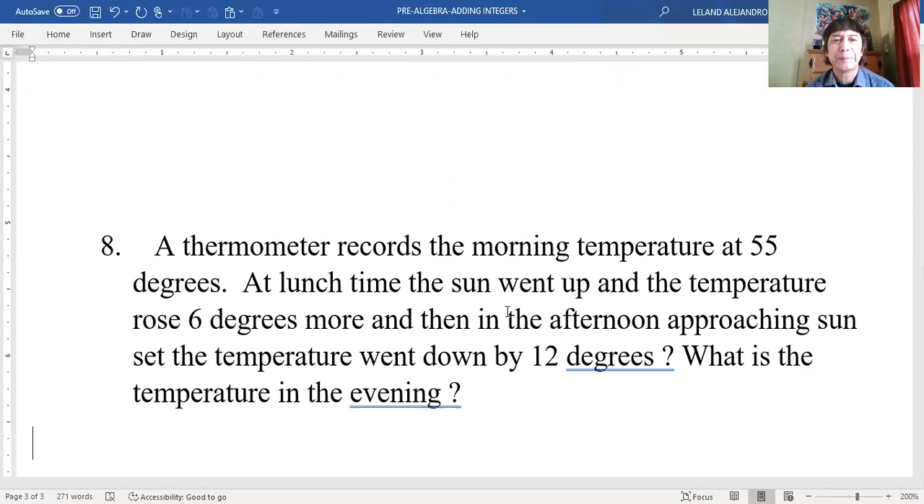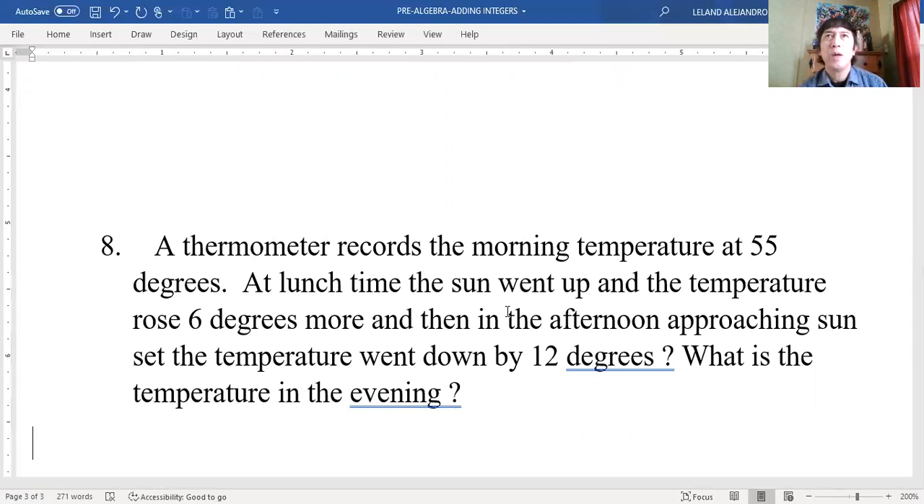And here's the problem. A thermometer records the morning temperature at 55 degrees. At lunchtime, the sun went up and the temperature rose up to 6 degrees more. And then in the afternoon, approaching sunset, the temperature went down by 12 degrees. What is the temperature in the evening?